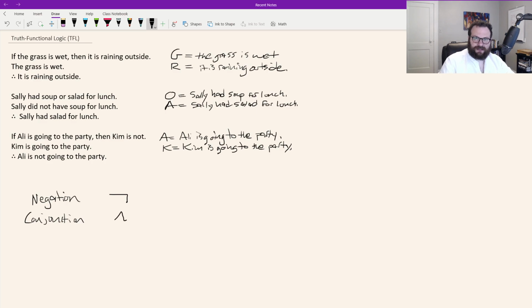Conjunction conjoins 2 things. It says both of these things are true. So you put it in between 2 different sentence letters, like this, A and B. That's how this would be read, A and B. A is true and B is true, okay? We call each side a conjunct, right? So a conjunction has two conjuncts. Okay, let's leave this example here. Okay, next up, we have disjunction.